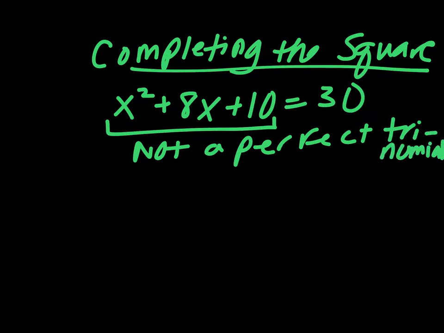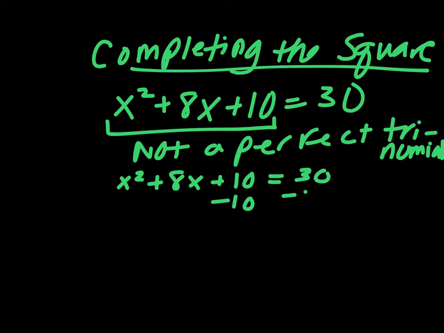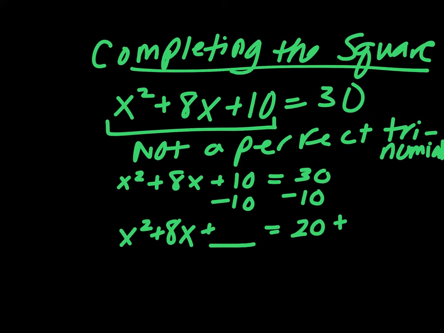So what we're going to do is get rid of that 10 at the end of the equation, because that's what's causing this to not be a perfect square trinomial. So I get rid of the 10, but I want to fill in the missing spot next to the 8x with something that would make it a perfect square trinomial.